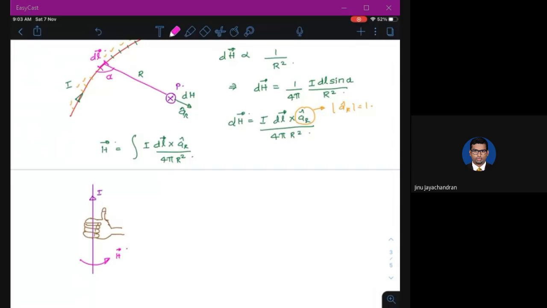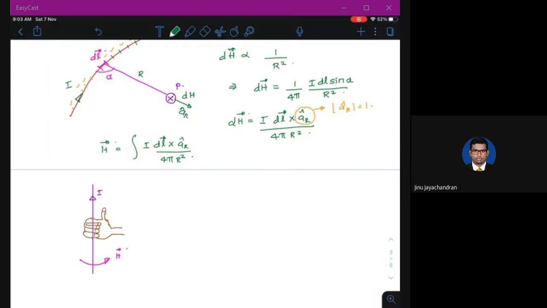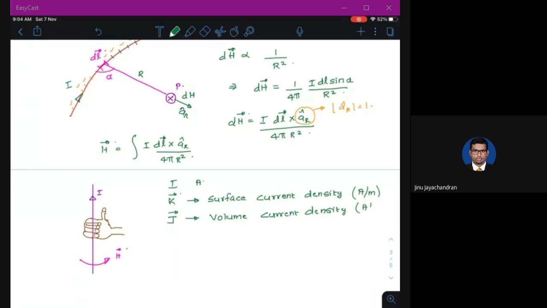Fine. So similar to how we have line charge, surface charge, etc., in magnetostatics we have the current, which is in amps. There is the surface current density, which is in amps per meter, and there is J, the volume current density, which is in amps per meter square.